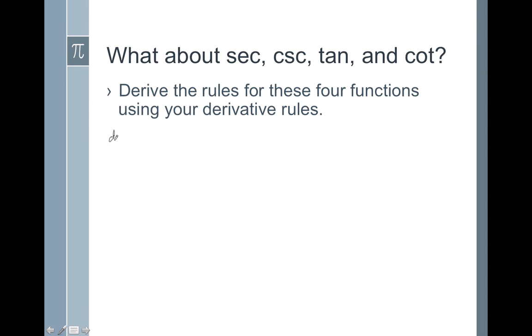If we were to take the derivative of the cotangent of x using the same process we just did 3 times, d/dx of cosine x over sine of x, the derivative of the top is negative sine of x times the bottom, which is sine of x, minus the derivative of the bottom, which is cosine x, times the top, which is cosine x, all over the bottom squared.